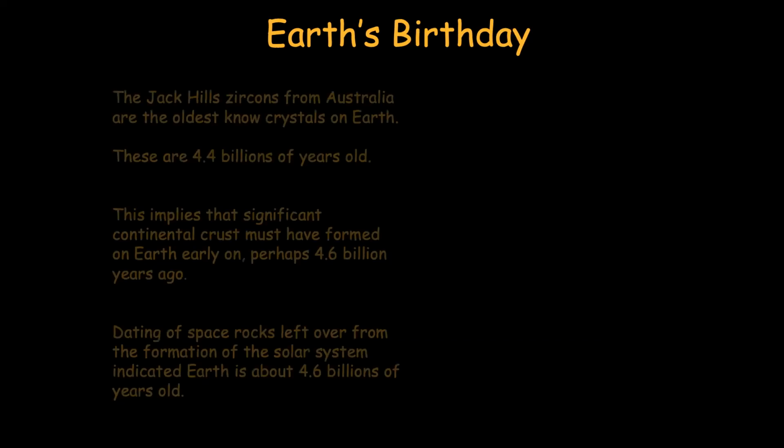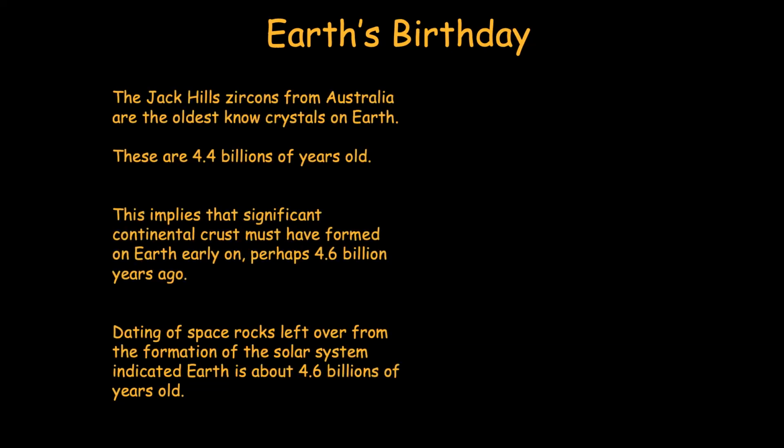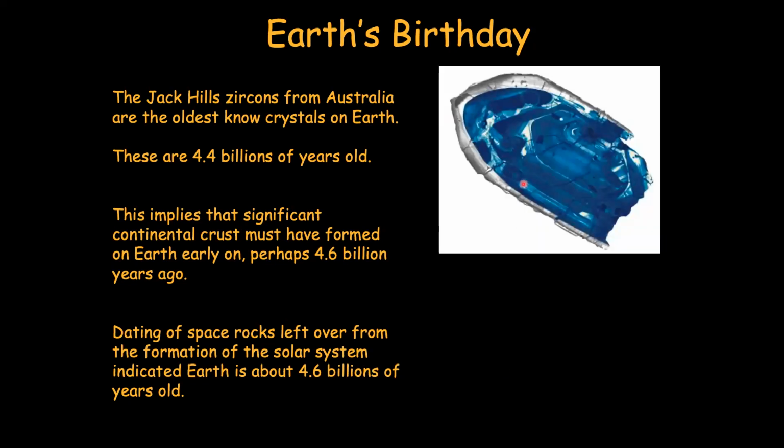So, Earth's birthday is considered when the crust was formed. The Jack Hills zircon crystals from Australia are the oldest known crust material. Here's a picture of that crystal. These are dated to be 4.4 billion years old. And it implies that continental crust must have formed on Earth early on, perhaps 4.6 billion years ago.